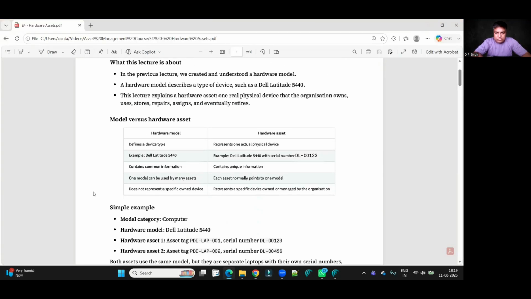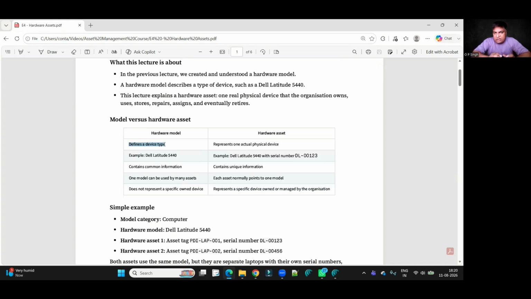Very simple, very good document. Model versus hardware asset. So a model represents a device type. Obviously, a model is the device type, for example your Asus computer. This is a model. And what is an asset here? Individual computer units which are being distributed among the company. Let's say you have 10 people in the company, and to those 10 people you have given 10 units, one to each and every member. That particular unit is known as an asset.